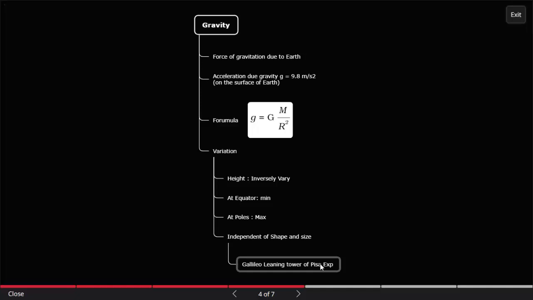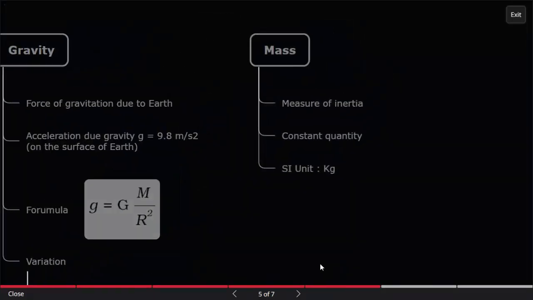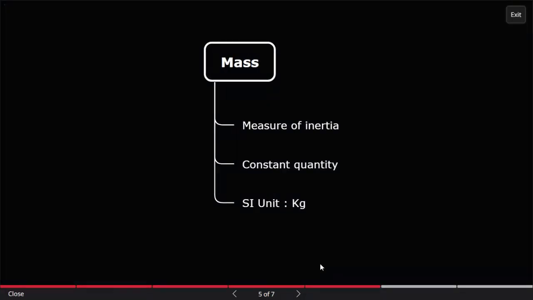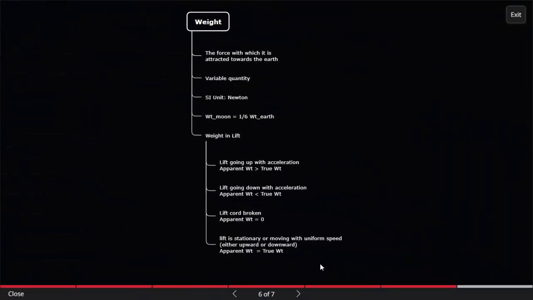Understood? Coming to the next thing that you should know about gravitational force, the mass. What is mass? Mass is a measure of inertia. It is a constant quantity. What do I mean? If you go on Moon, Earth, Mars, wherever, mass will always be constant, and its SI unit is kg, kilogram.